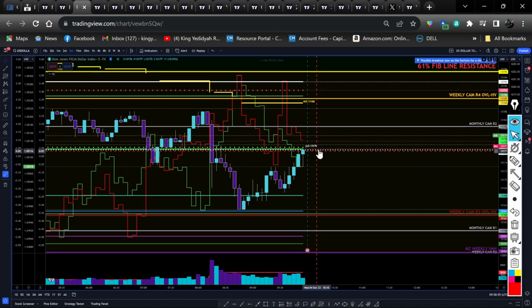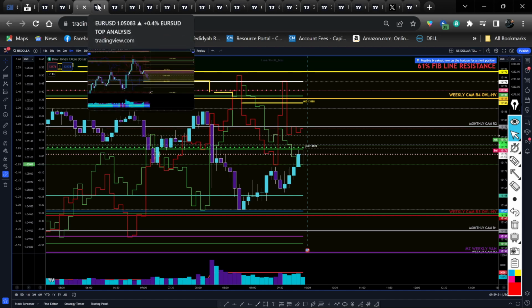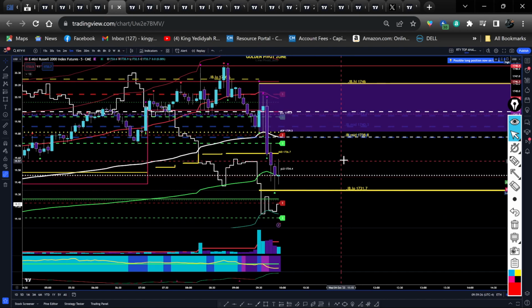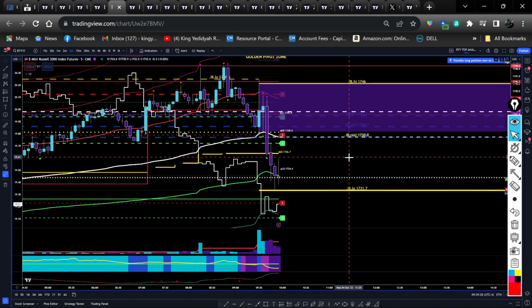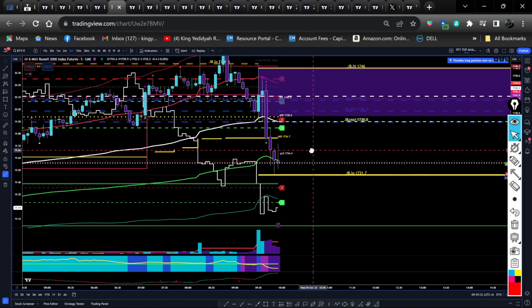Right, so the US dollar attacking this Camarilla S4 level though. So maybe this weekly cam R3 is support and it's gonna continue higher from here, but I gotta see if it pushes up above this before I think about taking a short. The Russell 2000 is really leading the way to the downside.